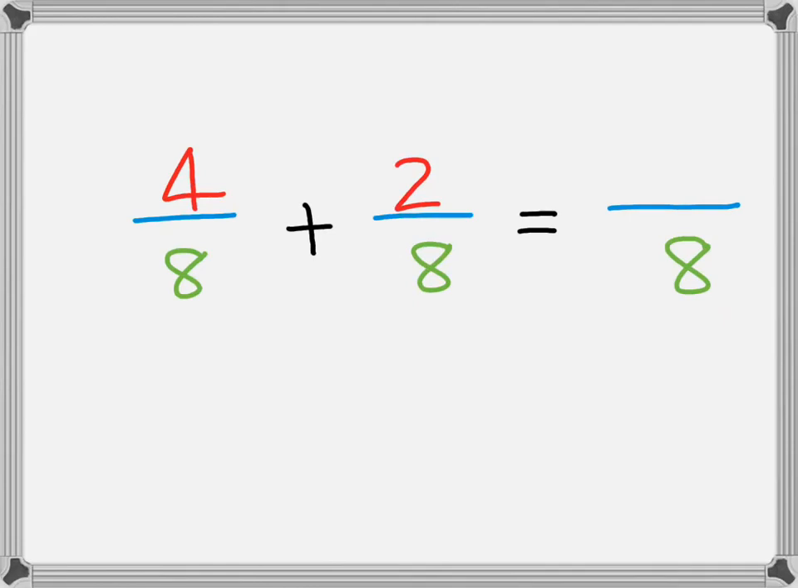Now you know already that the bottom isn't going to change. Our 8 is waiting there. What are we going to do? We're going to add 4 plus 2. 4 plus 2 is 6. So 4/8 plus 2/8 equals 6/8.